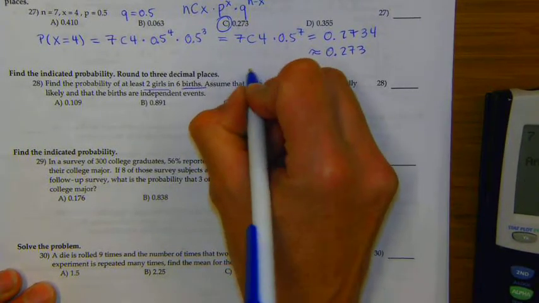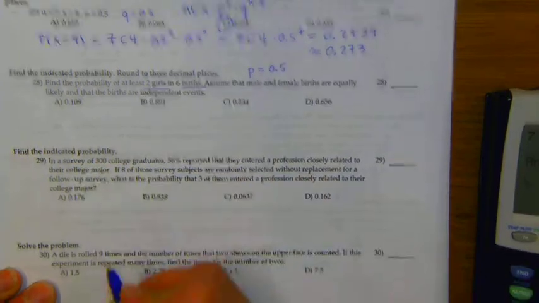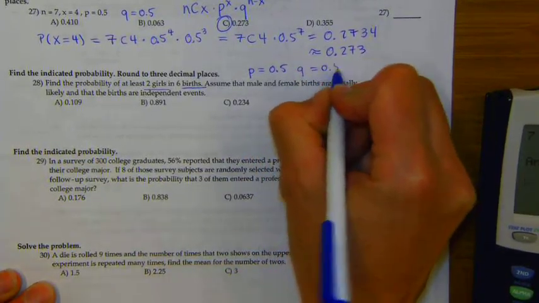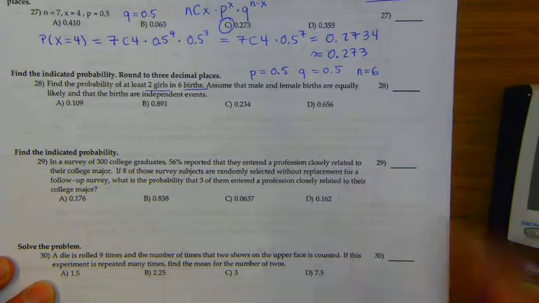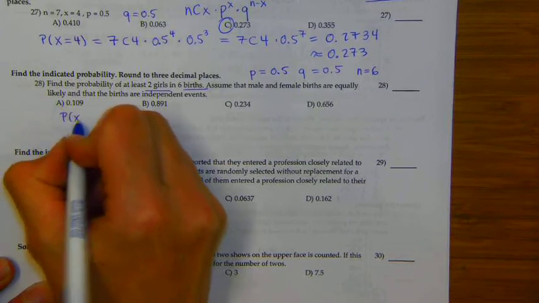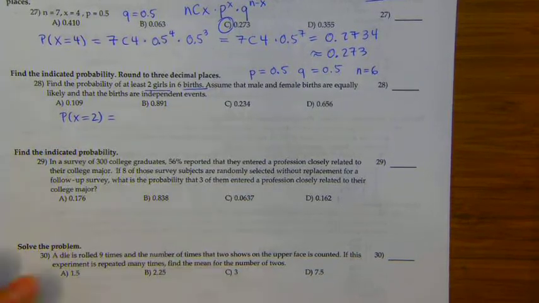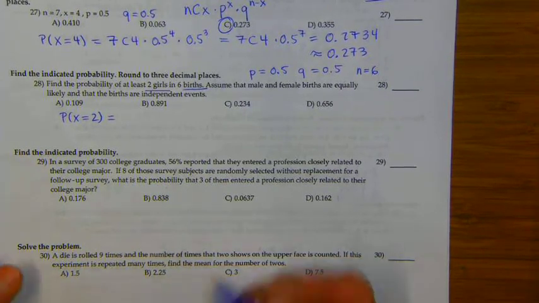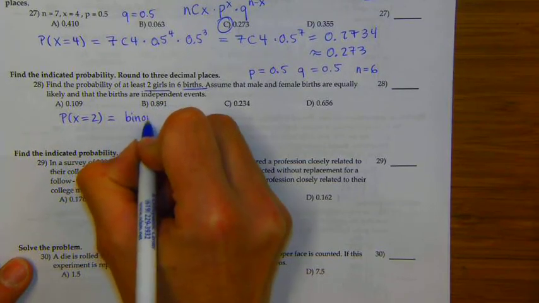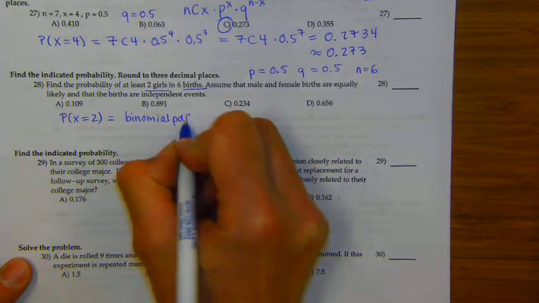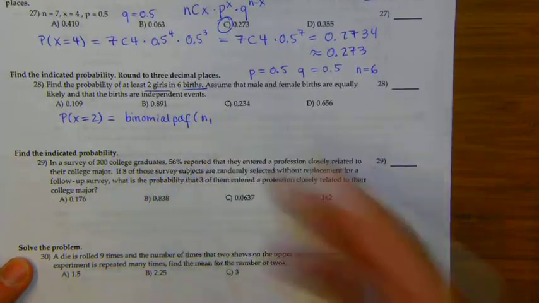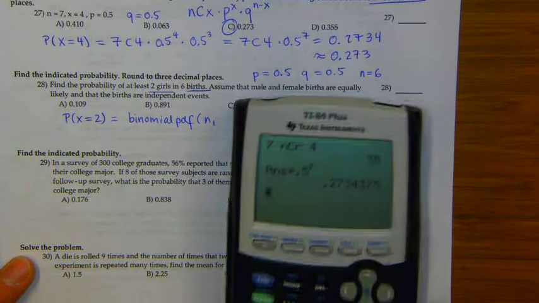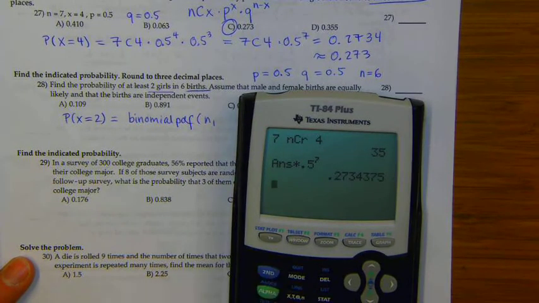So the probability of a girl is equal to 0.5, which means that q is also equal to 0.5. Our total number of trials is 6. We have 6 births over here, and we want to know what is the probability that x is equal to 2. So we can either use the binomial formula that we used in the question above, or we can use the binomial PDF. When we use the binomial PDF, we put in the n, we put in our p, and we put in our x values.